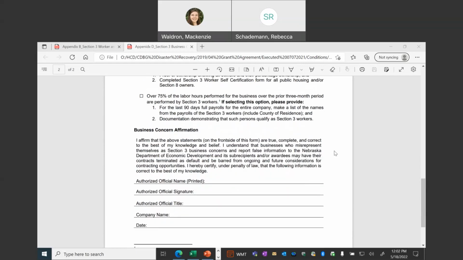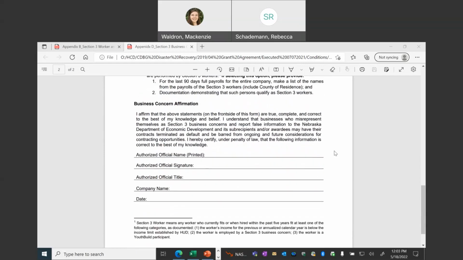Once they are able to identify one of those criteria that they are able to meet and be identified as a Section 3 business concern, they will finish out the affirmation below that you see in front of you with their official name, signature, title, company name, and date.